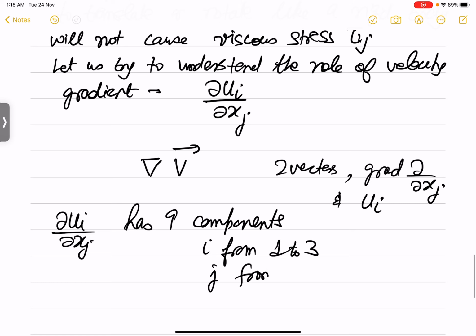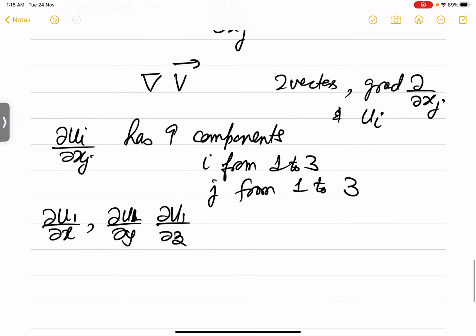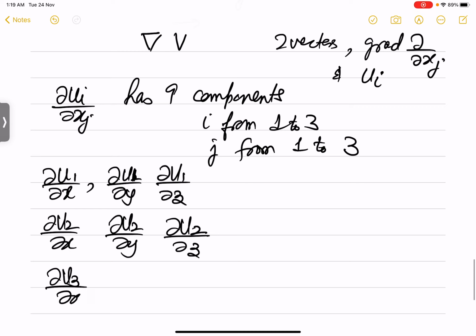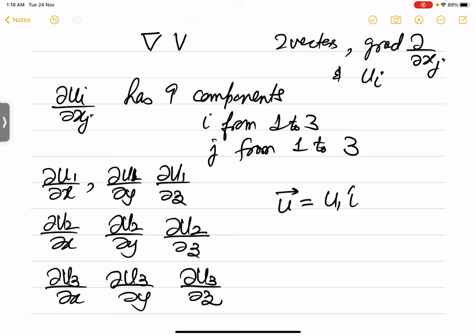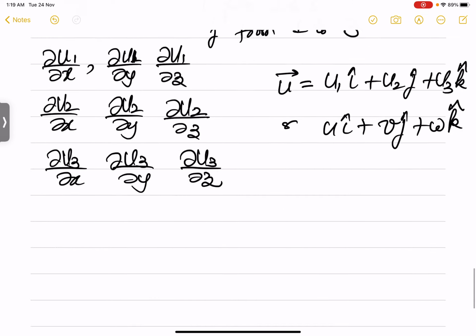and j going from 1 to 3. That means the components will be something like partial u1 by partial x, partial u1 by partial y, partial u1 by partial z, then partial u2 by partial x, partial u2 by partial y, partial u2 by partial z, and partial u3 by partial x, partial u3 by partial y, partial u3 by partial z, where the velocity vector u is given as u1 i plus u2 j plus u3 k, or we can write it as ui plus vj plus wk. Okay, so now given this, let's try to see.